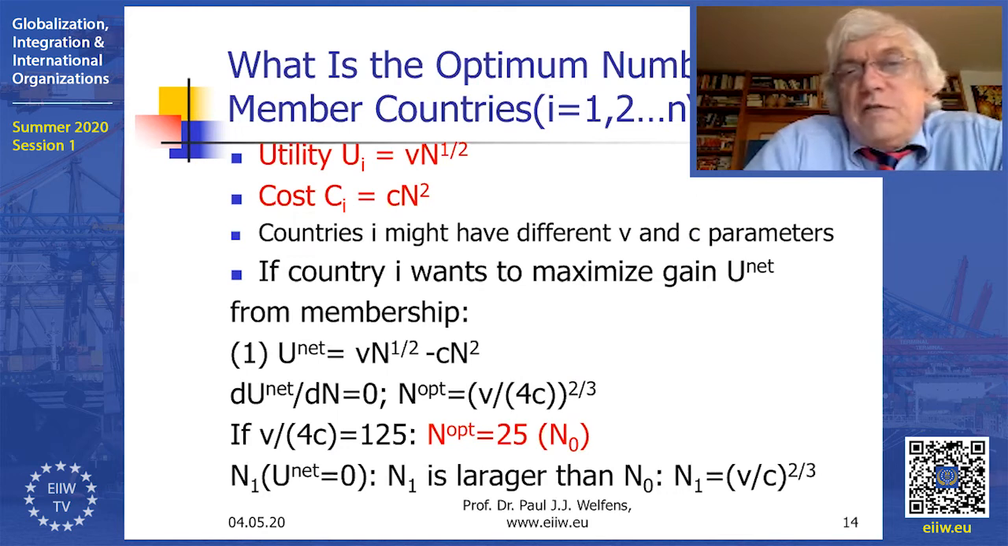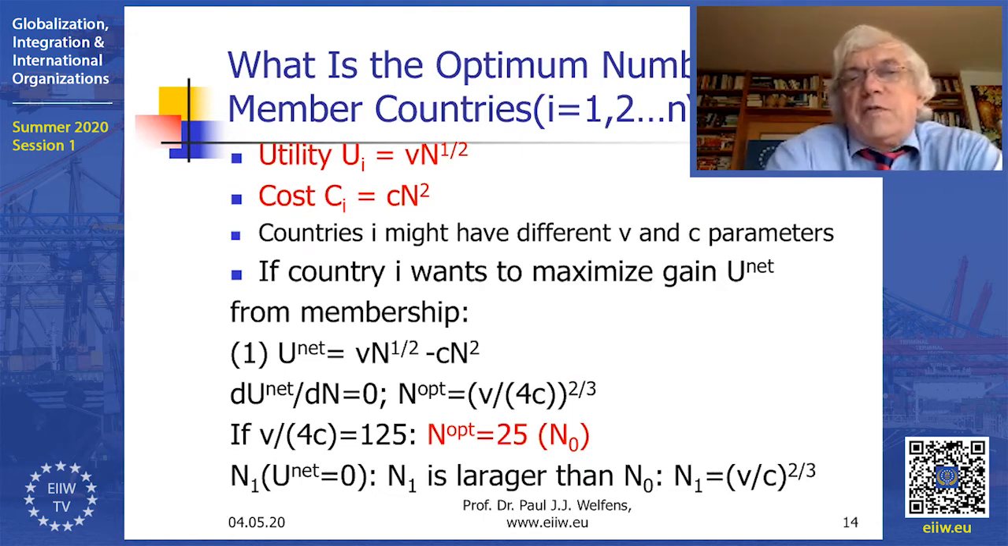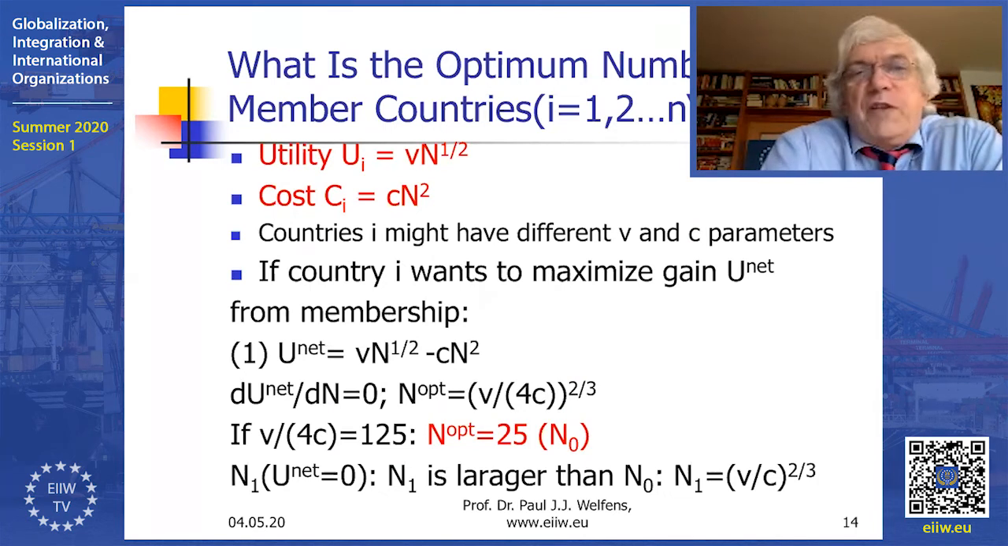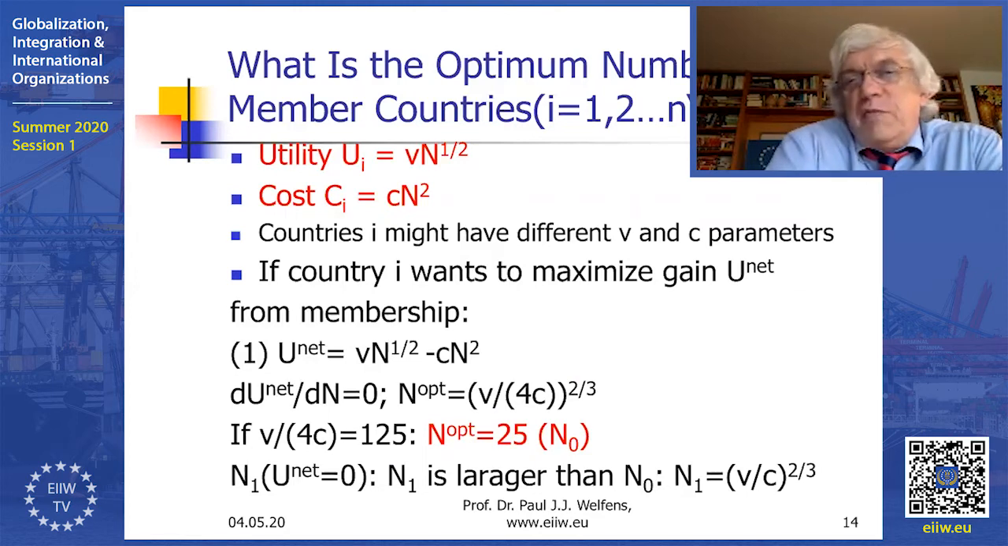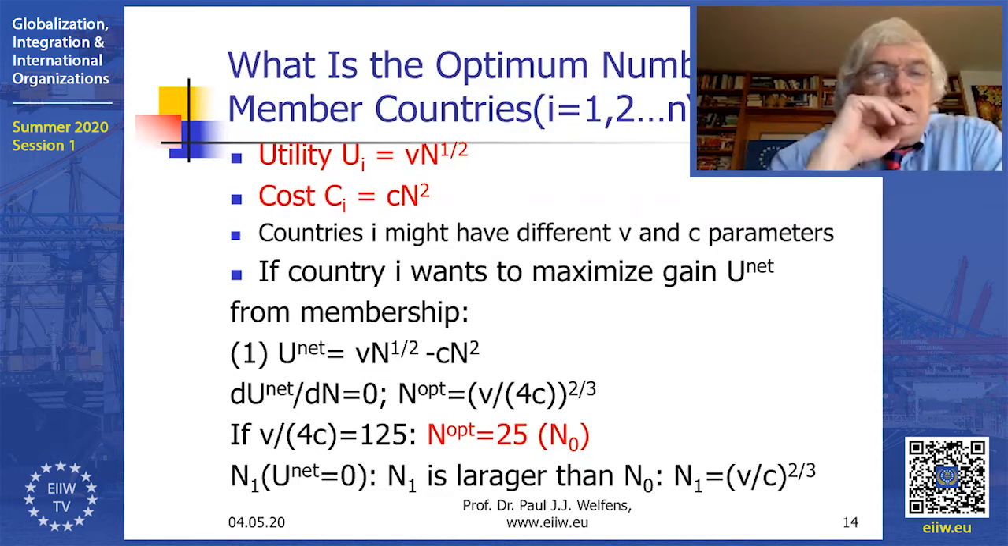Okay, if we talk then about utility and cost, so here is, in a nutshell, some rough calculation with some simple formulas, and then we can ask what is the optimum number of member countries. So let's assume that utility for a representative member i is simply a positive parameter small v times the number of member countries n to the power 1/2, and then the cost function here, c_i, is simply small c times n squared. Now, in reality, of course, different countries have different parameters, v and c. We disregard this here for the sake of simplicity.